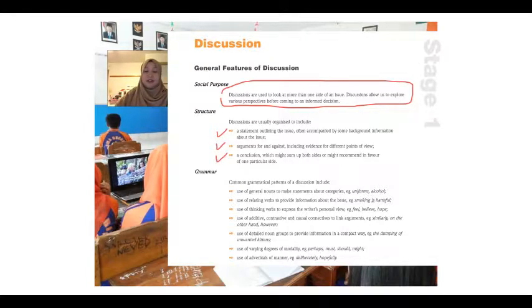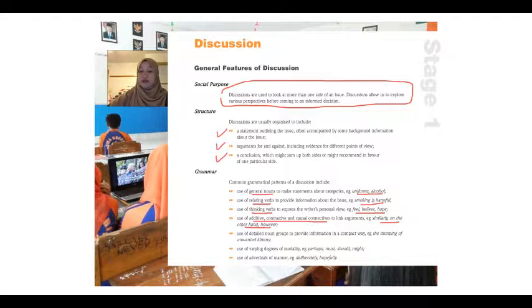And finally, a conclusion, which might sum up both sides or might recommend in favor of one particular side. And common grammatical patterns of a discussion include use of general nouns to make statements about categories, for example, uniforms, alcohols, use of relating verbs to provide information about the issue, for example, smoking is harmful, use of thinking verbs to express the writer's personal view, for example, feel, believe, hope, and use of additive, contrastive, and causal connectives to link arguments, for example, similarly, on the other hand, however.